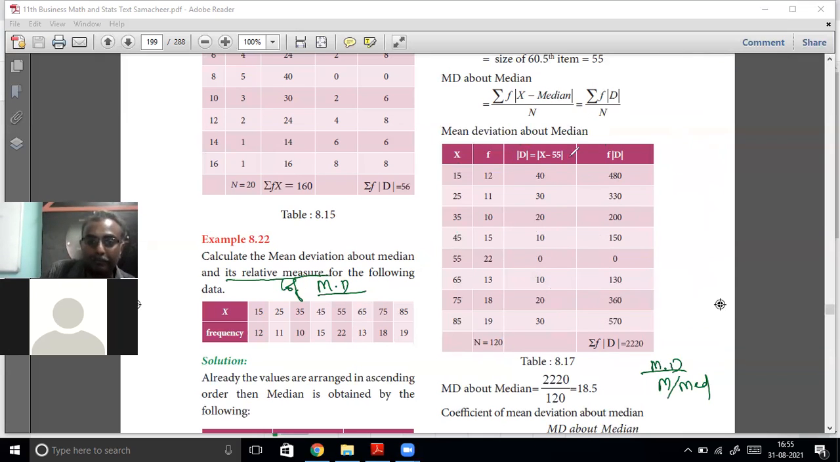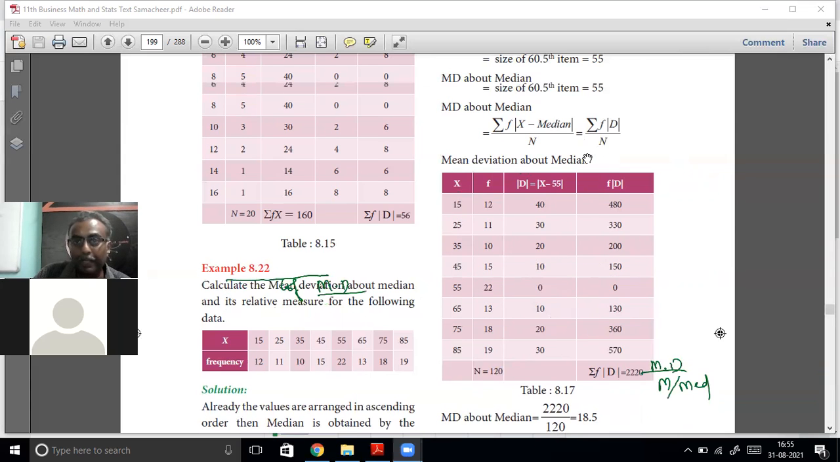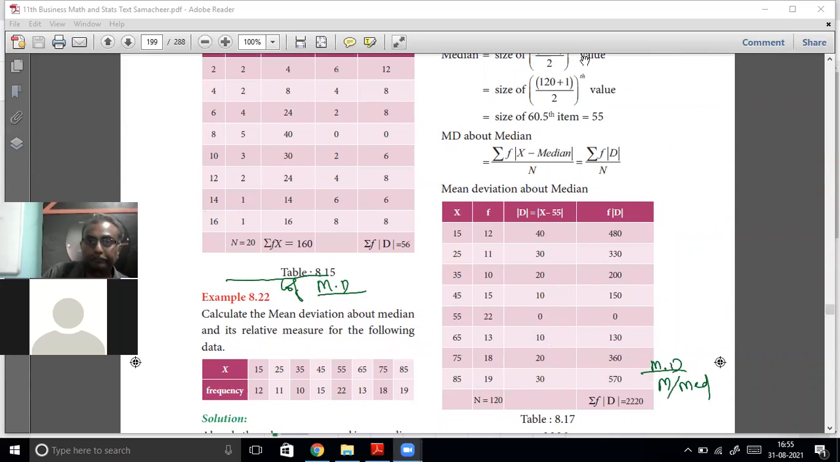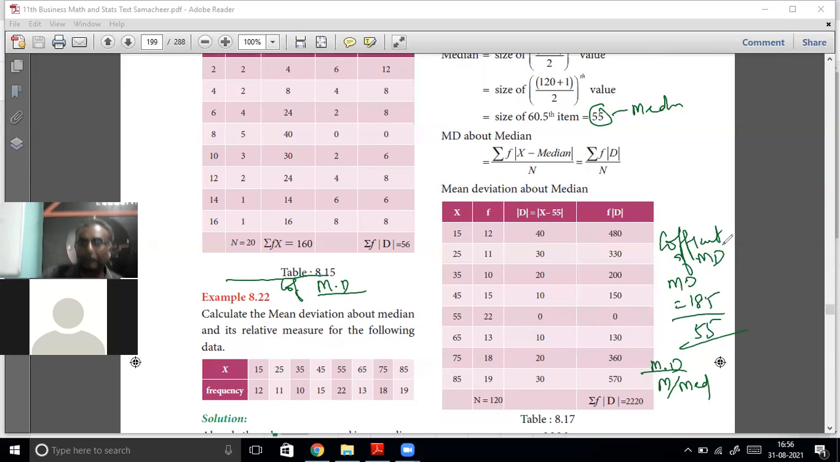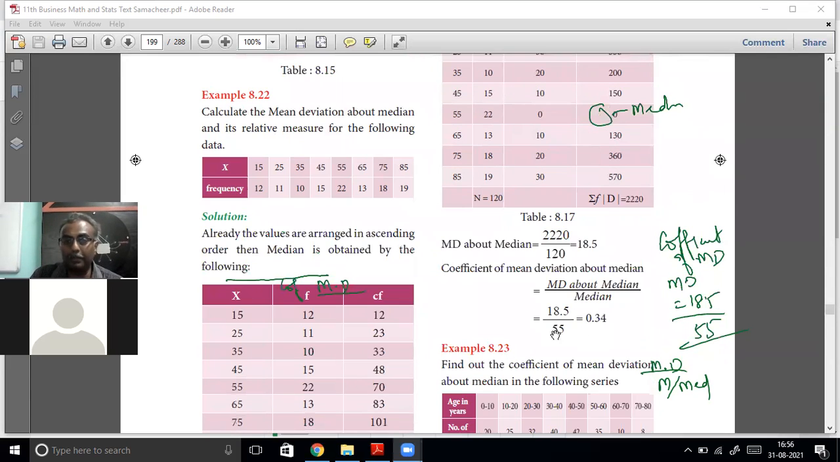Okay, here it is the median. So the mean deviation, 18.5, should be divided by 55. This is the median, and the MD is 18.5. So 18.5 by 55 will be your coefficient of mean deviation. 18.5 by 55 is 0.34. This is a relative value.